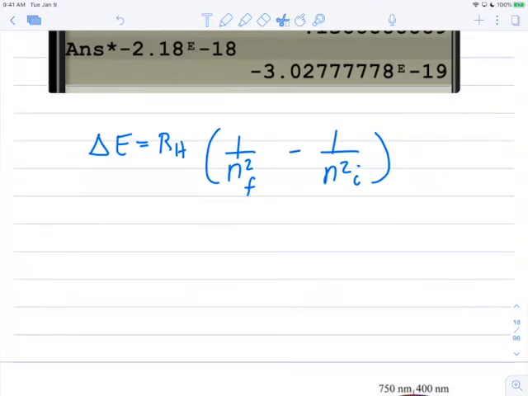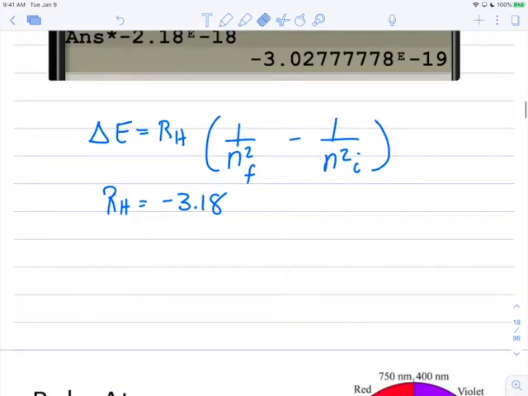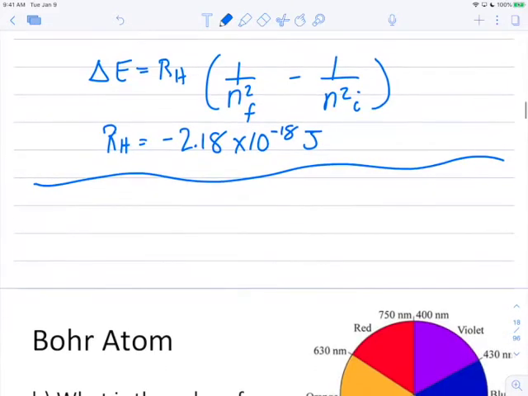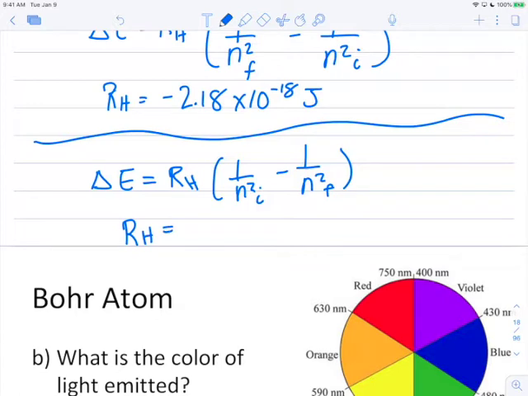So here is the one that we've used, and we use the Rydberg constant. I believe that was 2.18 times 10 to the negative 18. But there's another way of doing it, and that other way would be delta E equals RH times 1 over n initial squared minus 1 over n final squared. But if you do that, then you have to use a positive Rydberg constant.